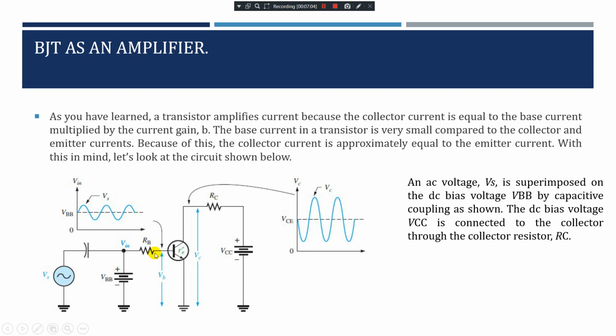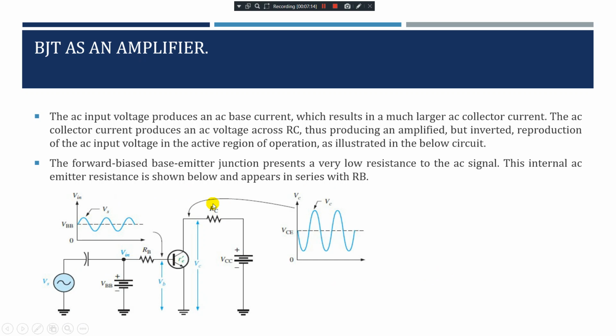Because there is a slight change in the input, there is a larger change in the output, that we will see in the next slide. Okay, let's see here. The AC input voltage produces an AC bias current, that is the minimum current required for the transistor to be in the active region. So when there is a small change in the input of your base, which results in a much larger AC collector current, there is a small change in input, there is a drastic change in your output.